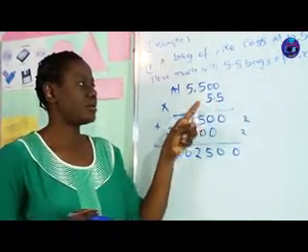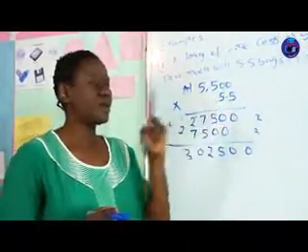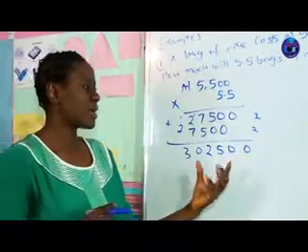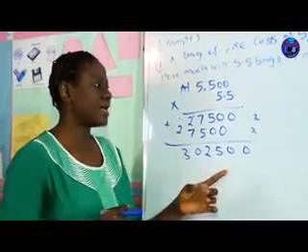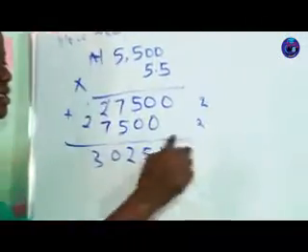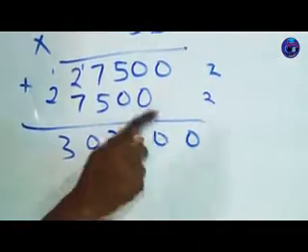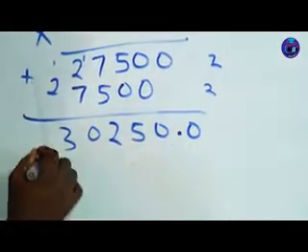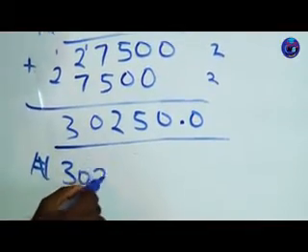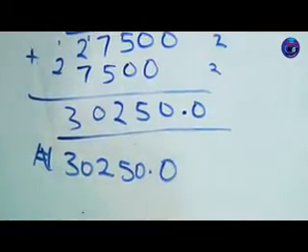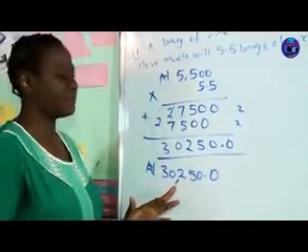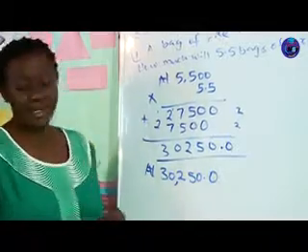Now, decimals. We have our decimal number 5.5, 1 decimal place. So we come back to the answer and then count from the right end 1 decimal place. So I need to place a point here. So my answer would be 30,250 naira. Let's take another example.